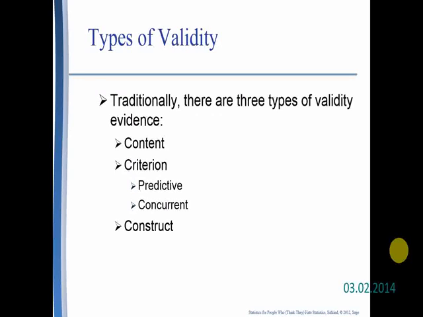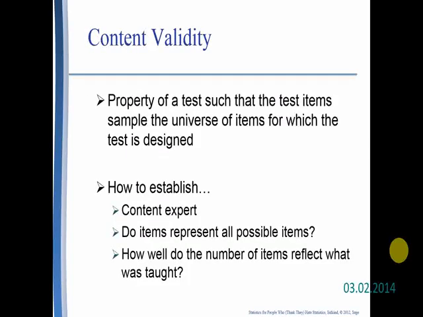Historically, there have been three main types of validity: content validity, criterion validity, which can either be predictive or concurrent, and then finally construct validity. We'll go over those all briefly.